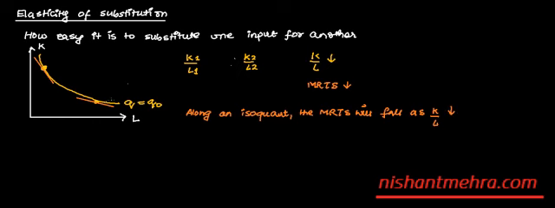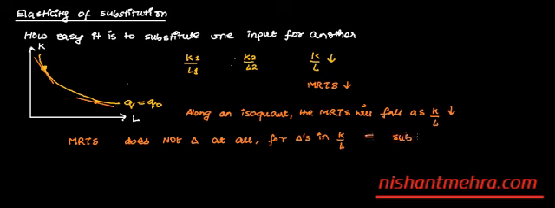So the point is that supposedly if MRTS does not change at all for changes in K by L, so K by L is changing, but MRTS is not changing, in this case you say that substitution is easy.